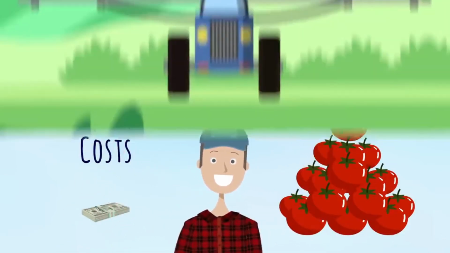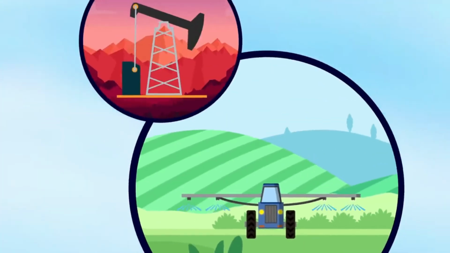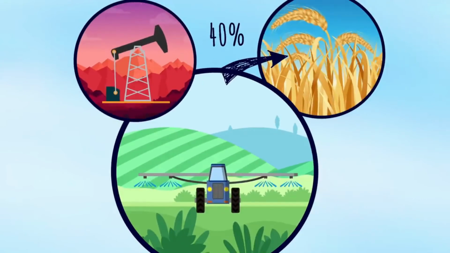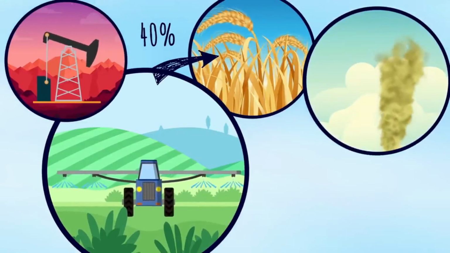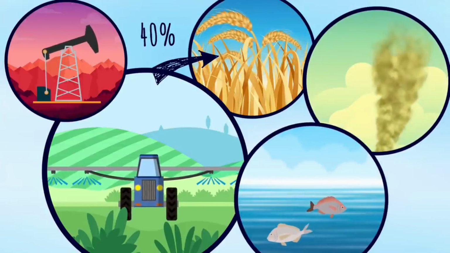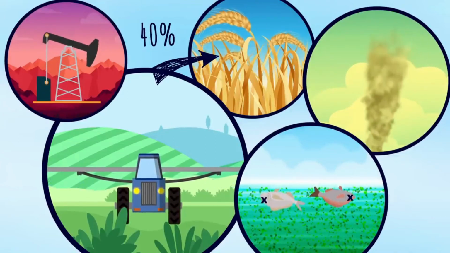The nitrogen-based fertilizers that farmers use are made using huge amounts of fossil fuels. Only around 40% of these inorganic fertilizers get absorbed by crops. The rest is either volatilized, polluting the atmosphere, or it runs off polluting our rivers, lakes, and oceans, causing algal blooms and dead zones that are a major environmental problem.